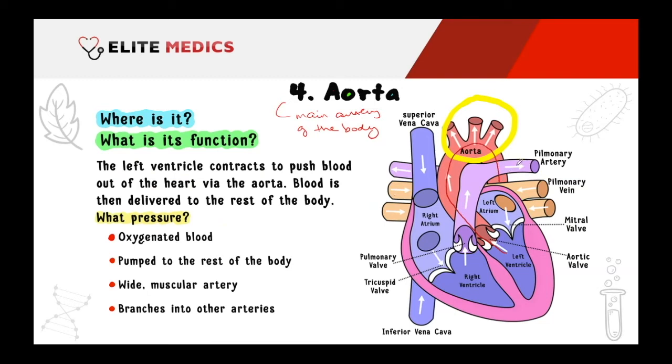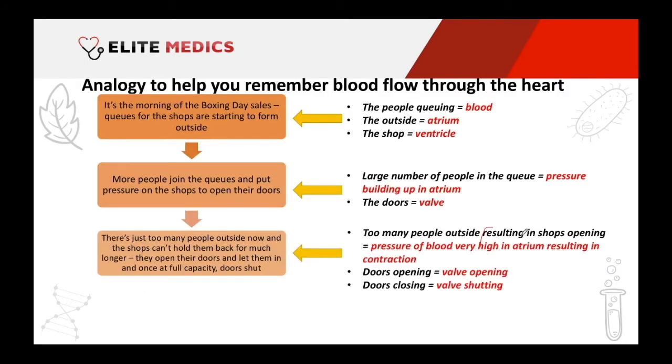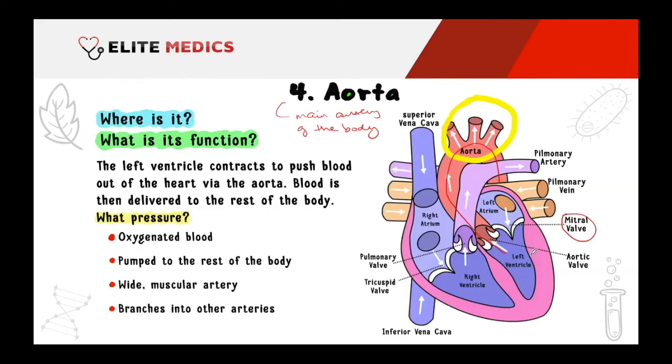And we have a few more valves involved. Again, I haven't really pointed those out because I'm going to go through them in detail a bit later on, but the valve that's between the left atrium and the left ventricle is called the mitral valve, sometimes called the bicuspid. And the valve between the left ventricle and the aorta is called the aortic valve, okay? So again, don't worry too much about valves because we're going to go through them properly. So blood's ejected from the left ventricle up the aorta, and then that's distributed to the rest of the body.